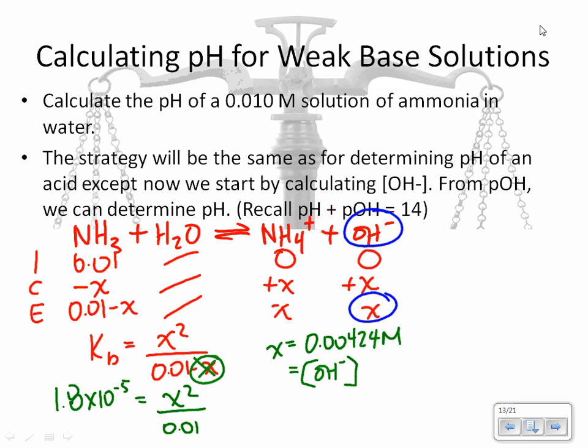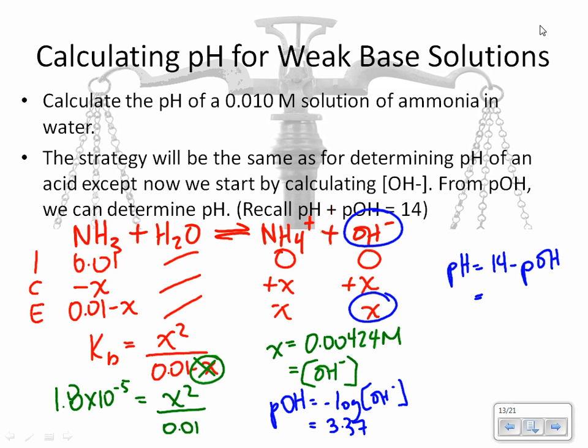So from that, you can calculate pOH, negative log of your hydroxide ion concentration. So you get 3.37. And then remember that your pH is 14 minus the pOH. So you get 10.63 as your final pH.